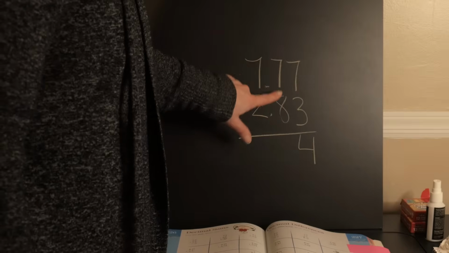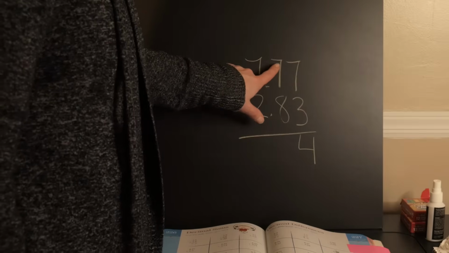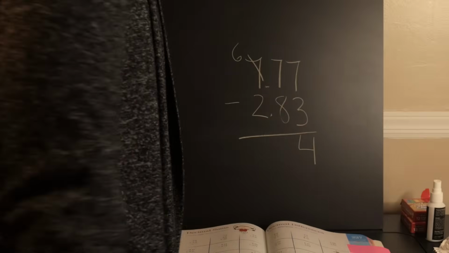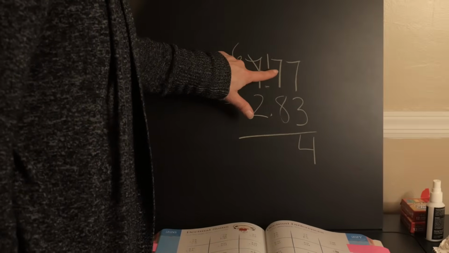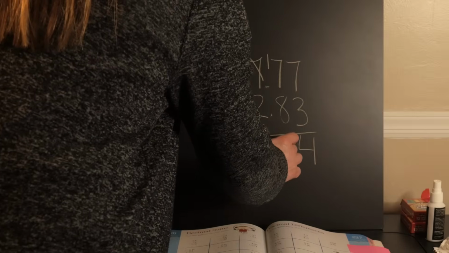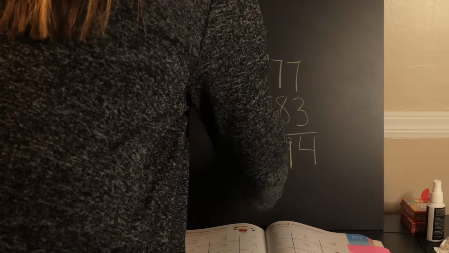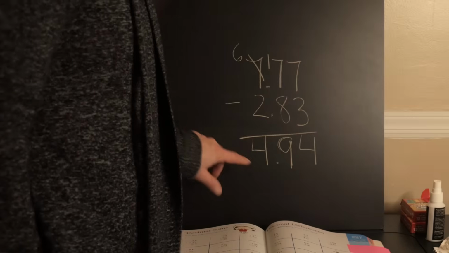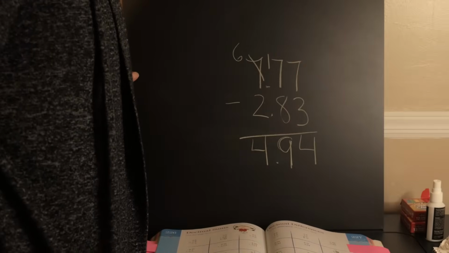Good. Now we have a little problem again. We have a 7 minus an 8, and we can't subtract 8 from 7, so we borrow from the hundreds. The 7 becomes a 6. And this 7 becomes a 17. So now we can subtract 8 from 17, and that is 9, and 6 minus 2 is 4. Good. And our decimal comes straight down and it remains in the same position. So our answer is 4.94.